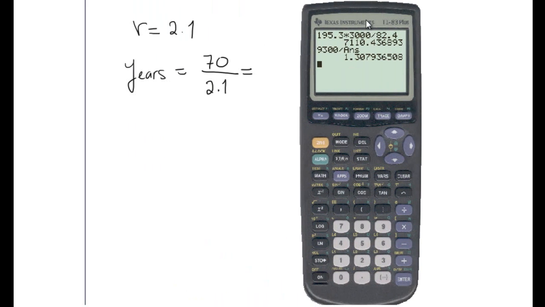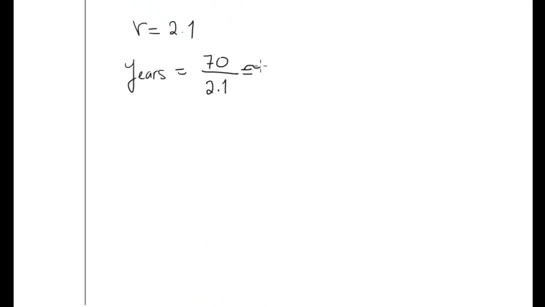Okay, on the calculator it's 70 divided by the rate of inflation, 2.1. The answer is 33.333, approximately 34 years. So in 34 years, using this rate of inflation, the price of an item doubles.